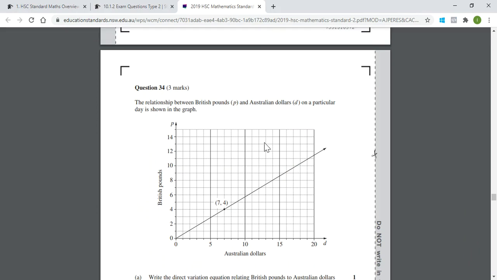So you're given a chart that's showing the relationship between British pound and Australian dollars. What it's saying is that for every Aussie dollar, how many British pounds you're going to get. There's a point over here. It's essentially telling you that if you give 7 Aussie dollars, you're going to get 4 pounds, and so on. You can read any value on this line.